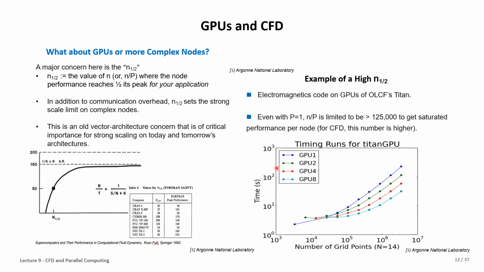We can see here when the number of GPUs increases from 1 to 4 to 8, with the number of grids increasing, the time of the calculation is reducing. So that means GPU has a direct, effective advantage on the solution, and with high N sub half, GPU could help to reach the solution with fast computing.